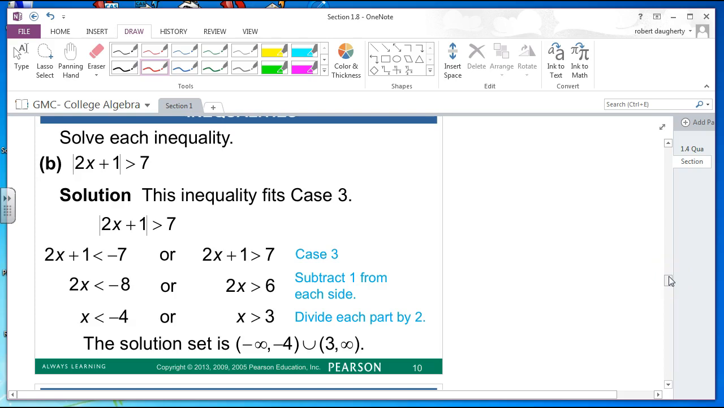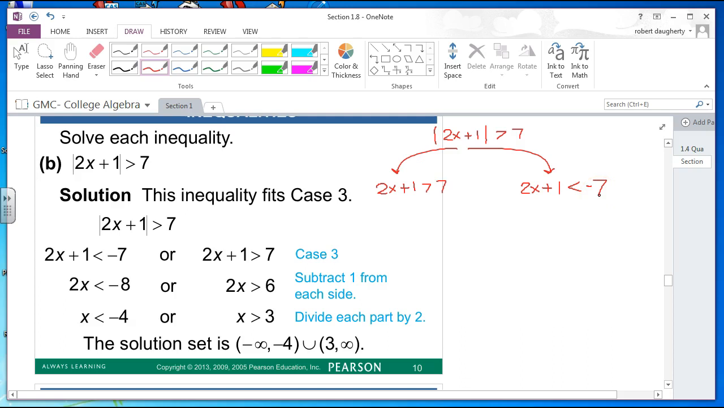2x plus 1 is greater than 7. So do the same thing. 2x plus 1, absolute value, is greater than 7. We're going to break this into two problems. First problem, write down everything you have just like it is, but without the absolute value sign. Okay. Next problem, start writing down just like you have it, but make two changes. Instead of greater than, make it less than. Instead of +7, make it -7.